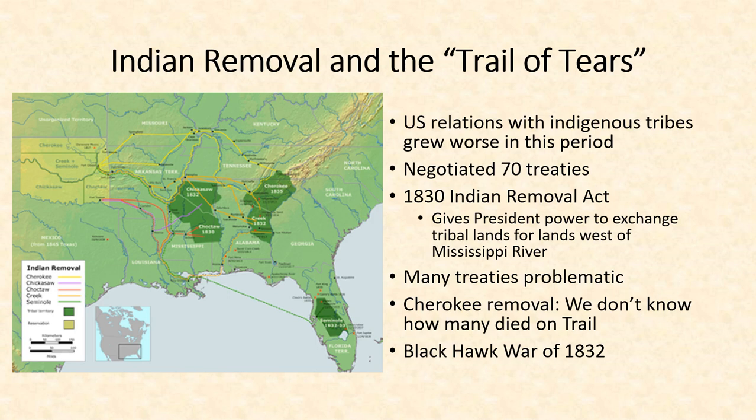In other words, I have an army, I have the power of the United States Army. The Supreme Court is just a bunch of men in robes. They can't enforce anything, so I'm going to do whatever I wish. We'll see many new treaties negotiated in this period, and in 1830, the Jackson administration will sponsor and sign into law the Indian Removal Act.